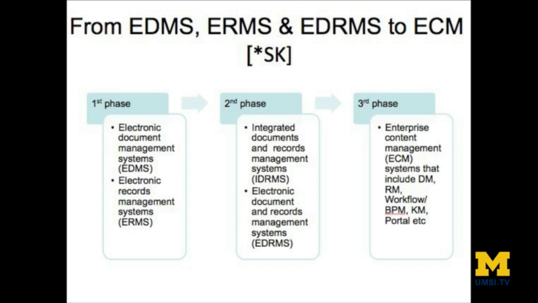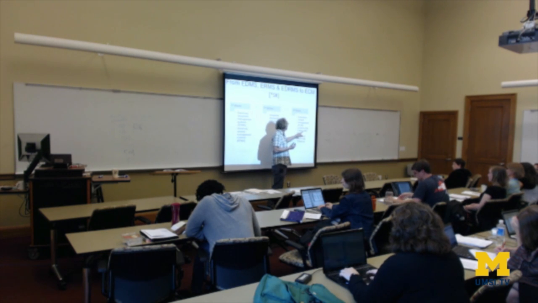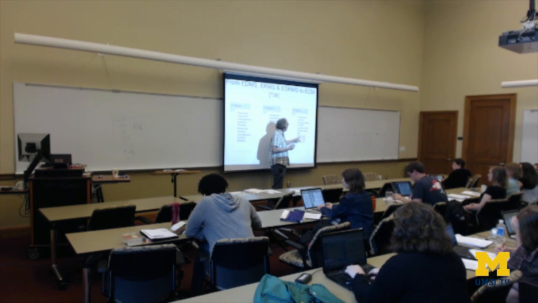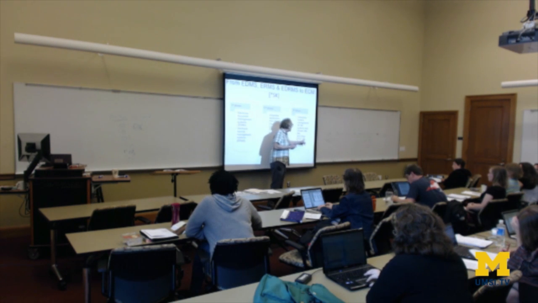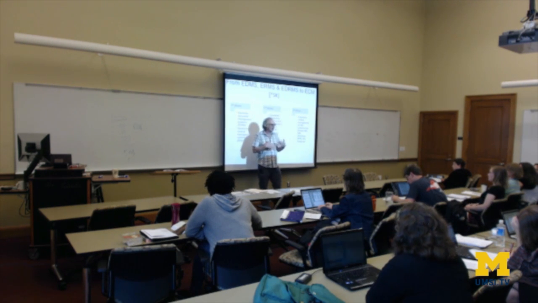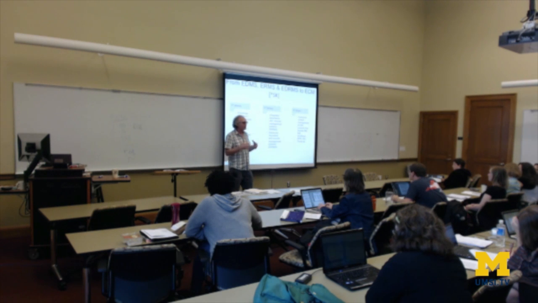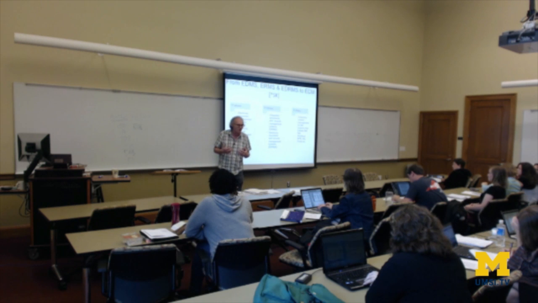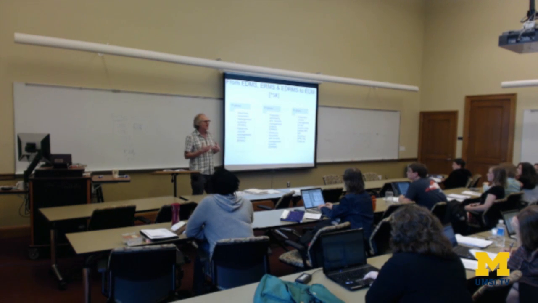And then the final phase is, what did I say? Fortran ruled the roost, but Fortran is no longer ruling the roost. What rules the roost now is this thing called ECM, Enterprise Content Management, which includes things like document management, records management, workflow, business process management, knowledge management, portal features, and on and on. So a much richer, more complicated piece of software that is struggling to manage what we call unstructured content.